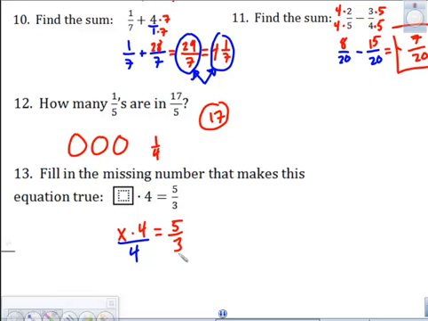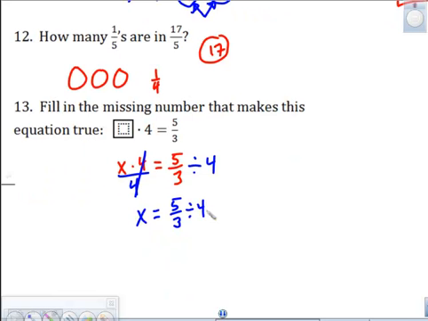Now look, I'm going to change this up. Instead of dividing this by 4 and making it a complex fraction, I'm going to write it like this, divided by 4. Okay, that's the same way of doing that. So look, that cancels that out. So I have x by itself. Now on this side I have 5/3 divided by 4.